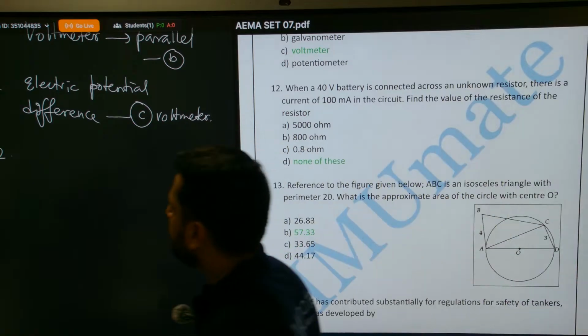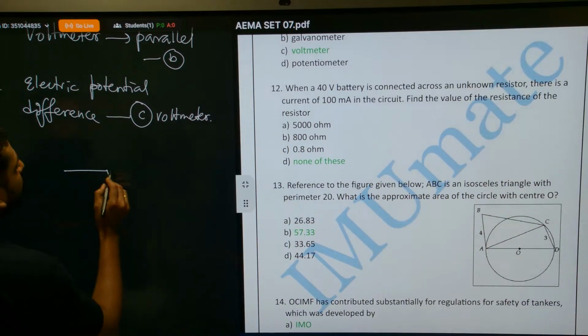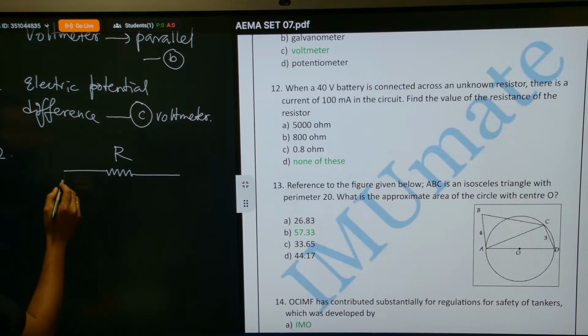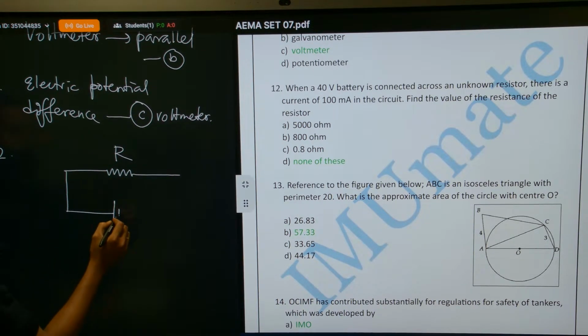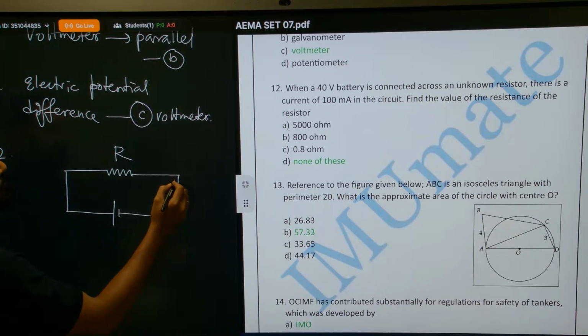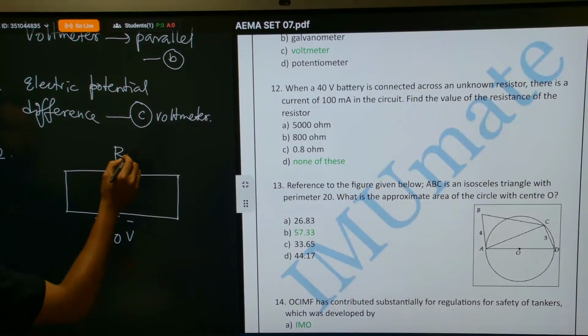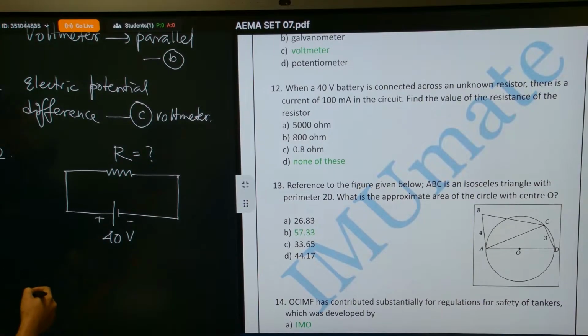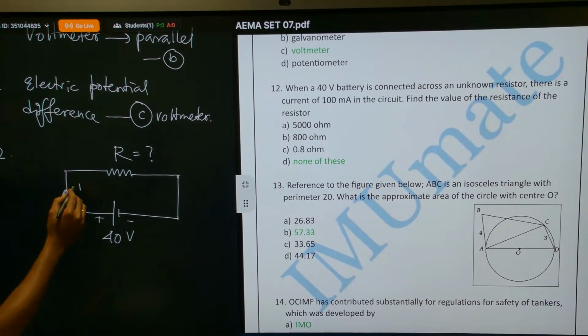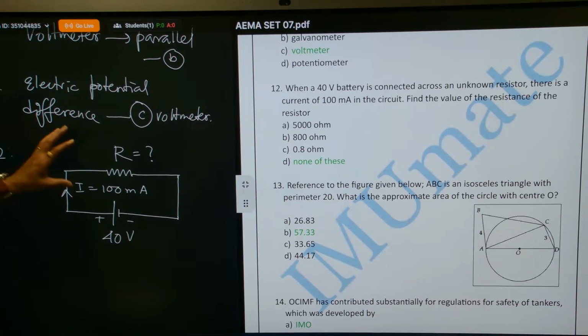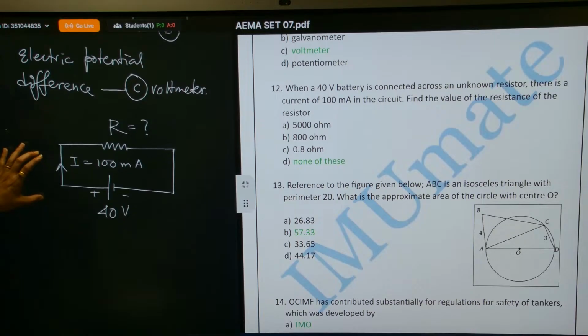Simple circuit. Just draw a circuit with a resistance R and an EMF or a potential. It is 40 volts. Now R is unknown, but the current is given as 100 milliampere. I am writing the given values within the circuit because this is a more or less easy question.